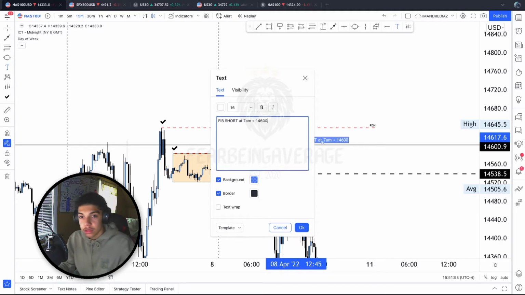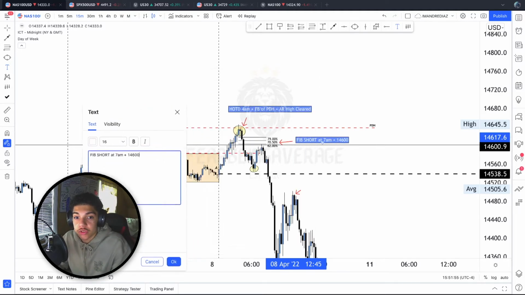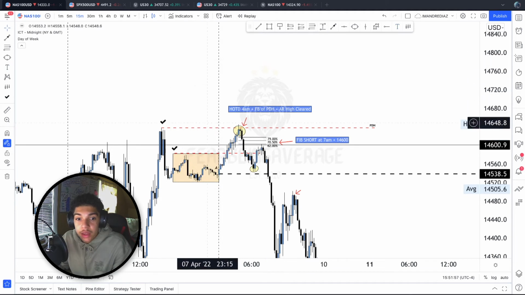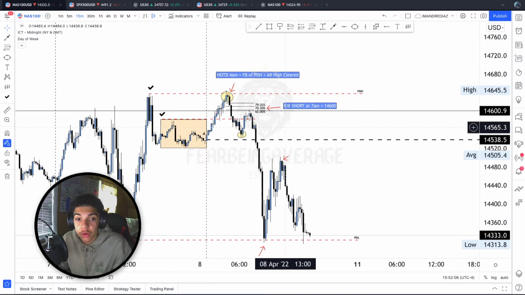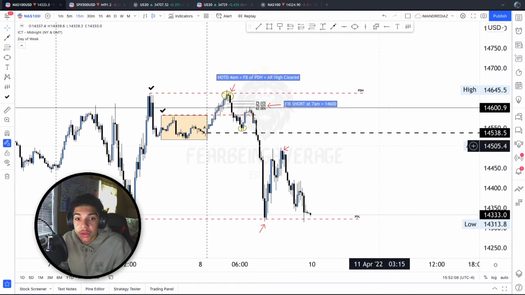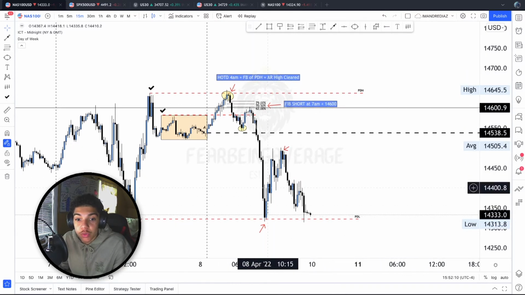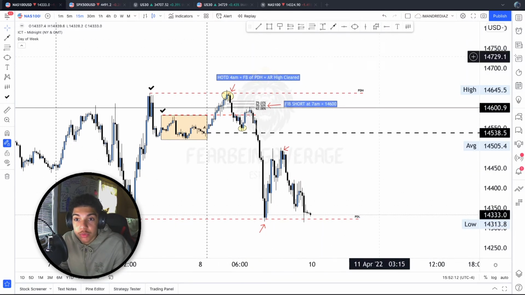Plus the rejection of 14,600. And also keep in mind, after we cleared this high, this is where price retraced right back into. It retraced right into that high of the Asian session, and that's when price started to move lower. And then from here, what happened? Price dropped, targeting this previous day's low.